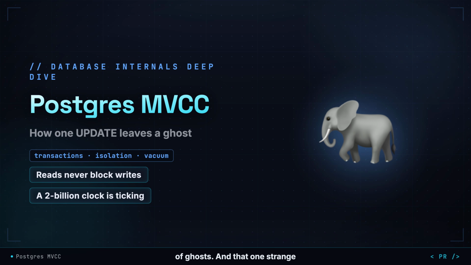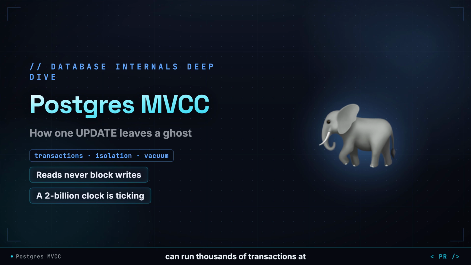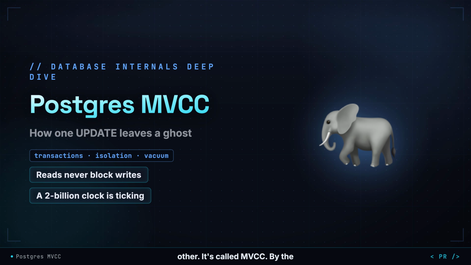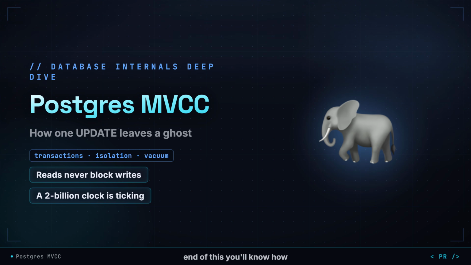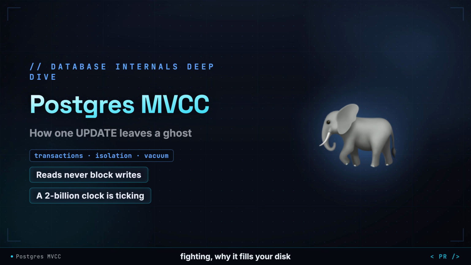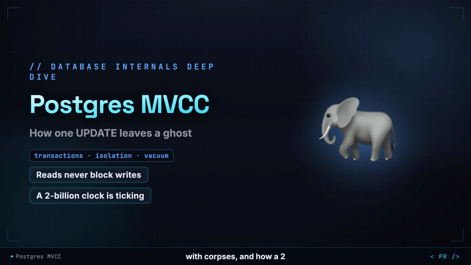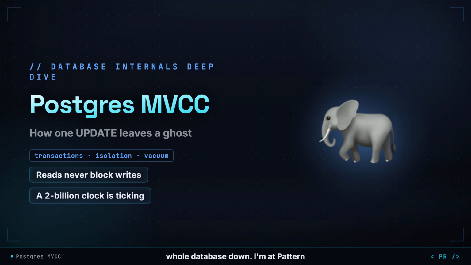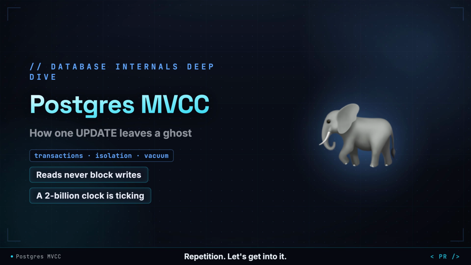And that one strange choice is the whole reason Postgres can run thousands of transactions at once, without them tripping over each other. It's called MVCC. By the end of this, you'll know how it keeps reads and writes from fighting, why it fills your disk with corpses, and how a 2 billion transaction clock can take the whole database down. Let's get into it.